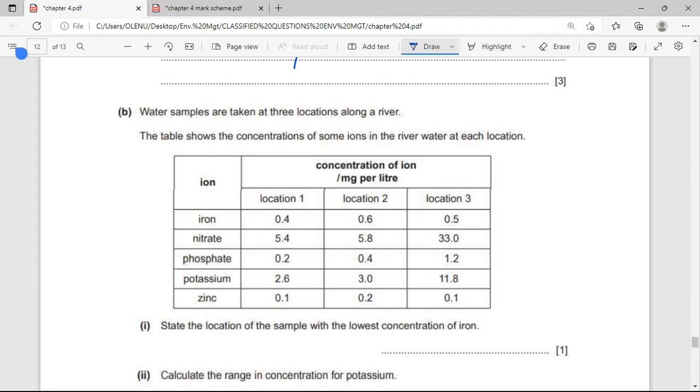Now, water samples are taken at three locations along a river. They say state the location of the water sample with the lowest concentration of iron. Now you have the concentration of iron. State the location: location 1, location 2, location 3. Which one has the lowest concentration of iron? This one has the lowest here, and this one is similar. So my answer will be location 1.